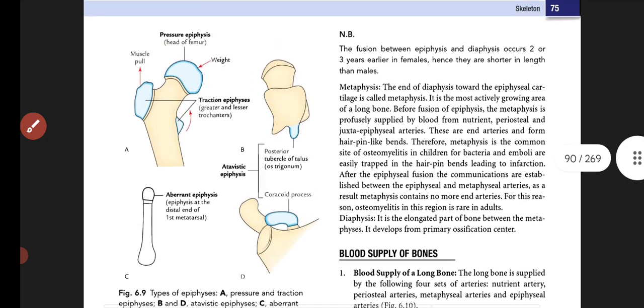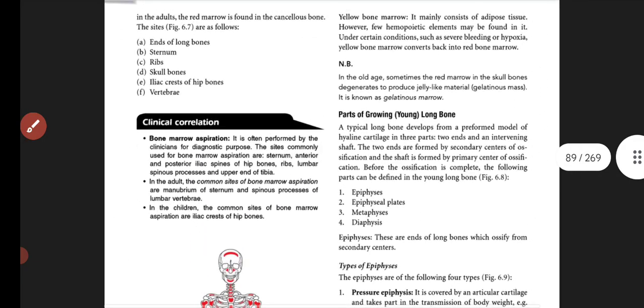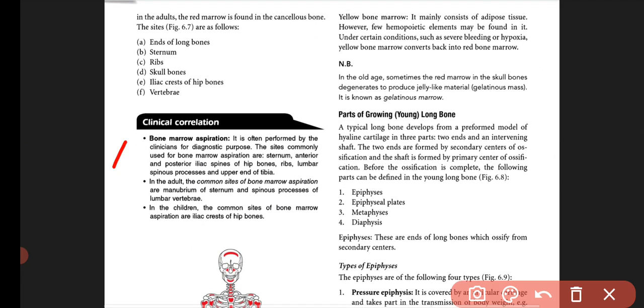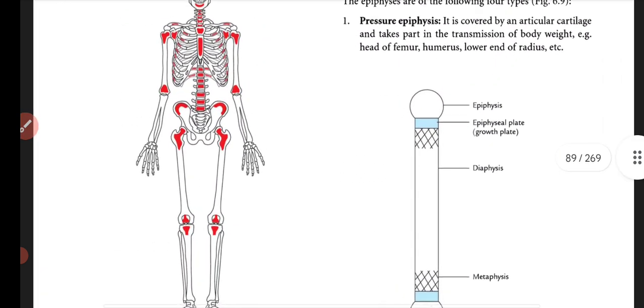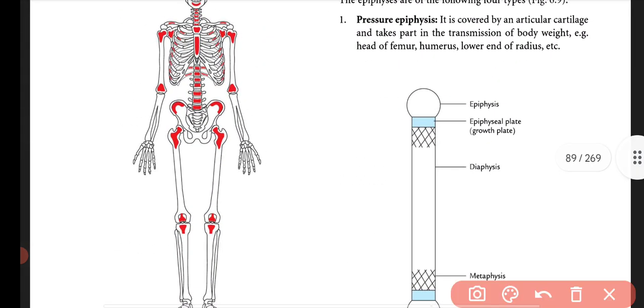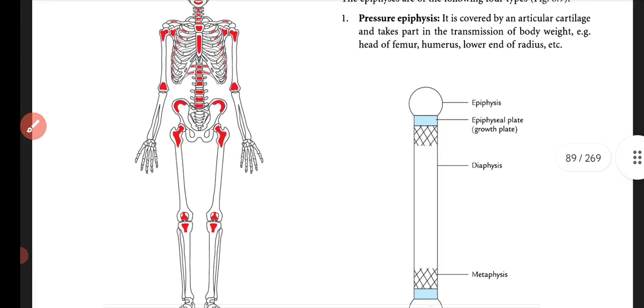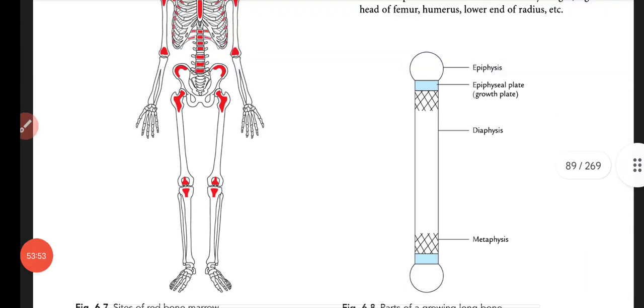Number 2, after the epiphysis, is the epiphyseal plate. This one is the epiphysis. This one is the epiphyseal plate, the growing plate. In childhood, we can see this portion. The bones elongate from this portion, from childhood to adulthood, on both sides.